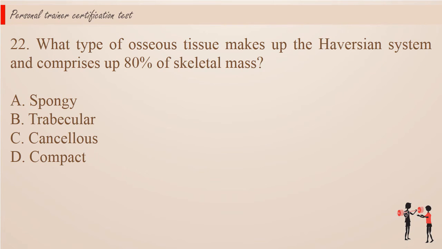Question 22. What type of osseous tissue makes up the Haversian system and comprises up 80% of skeletal mass? A. Spongy. B. Trabecular. C. Cancellous. D. Compact.